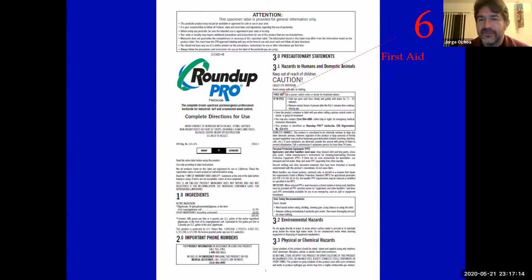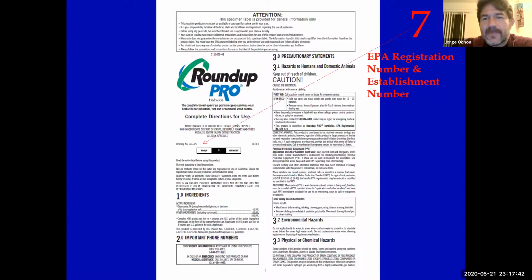If you get an exposure to it, what to do about it, and if it gets in your eyes, as you can see here, what to do in such cases. So make sure that you read it before you use the product so that you are aware. It's also required for you to read the label every single time you're going to use the product. So don't just read it once and assume that you're going to remember everything.